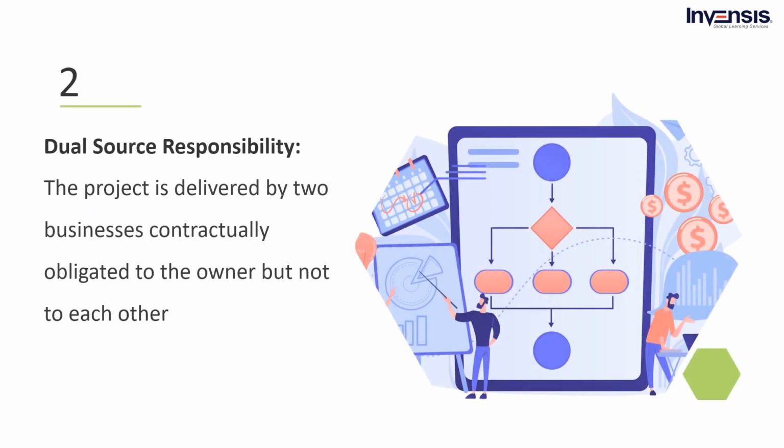Then there is dual source responsibility, general contracting project delivery. In the dual source responsibility, the project is delivered by two businesses contractually obligated to the owner but not to each other. One entity is in charge of design, while the other is in charge of construction. Because the construction organization is generally a general contracting firm, this technique is also known as general contracting project delivery.